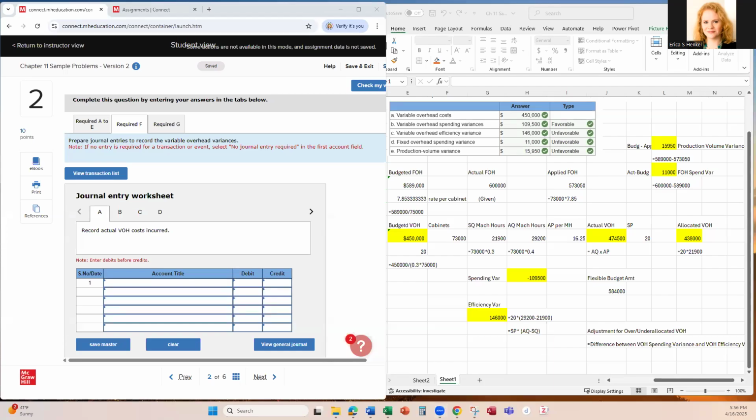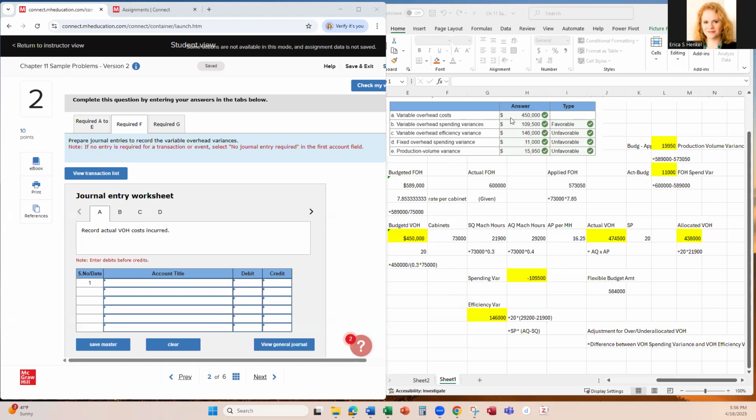In this video, I am going to be walking through the journal entry portion of problem 2. We went through the calculation portion in class, and so here I am just walking through the journal entries that need to be made with respect to fixed overhead. So up above here and on the right, you see the calculations that we did earlier.